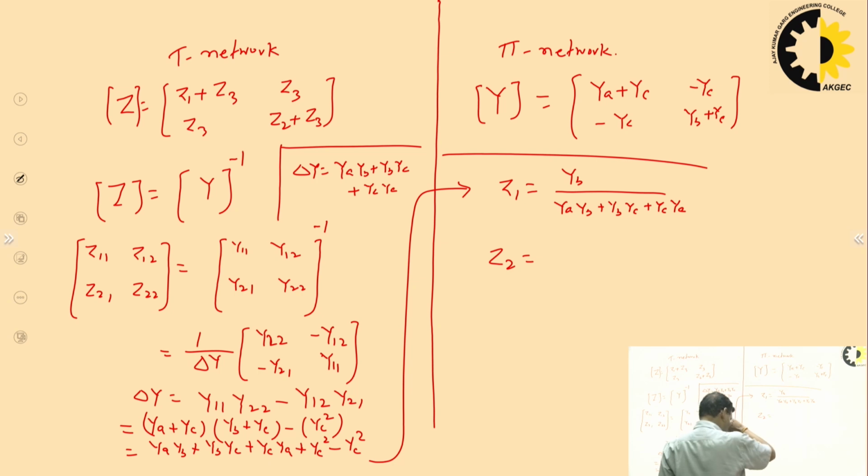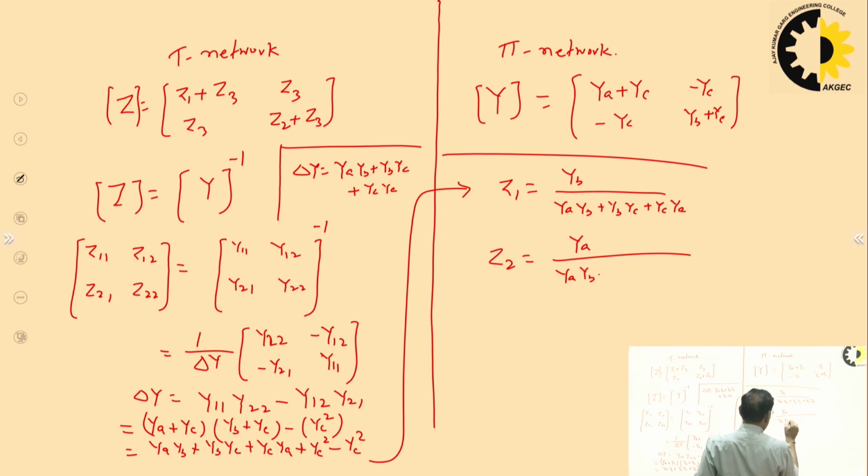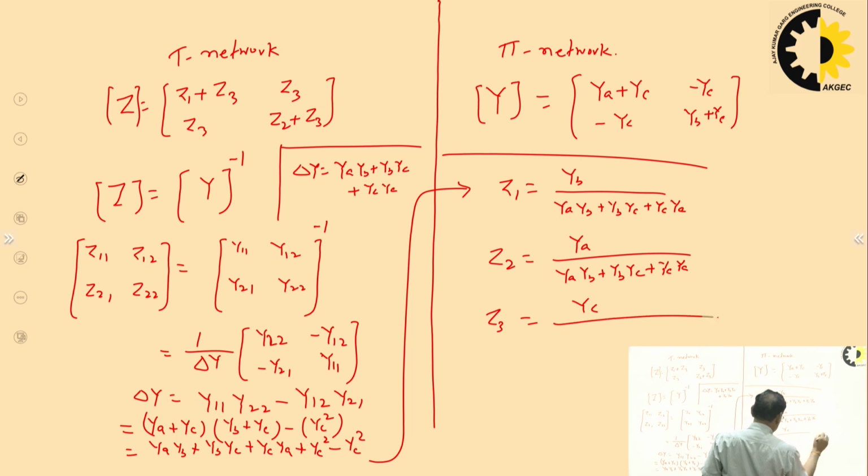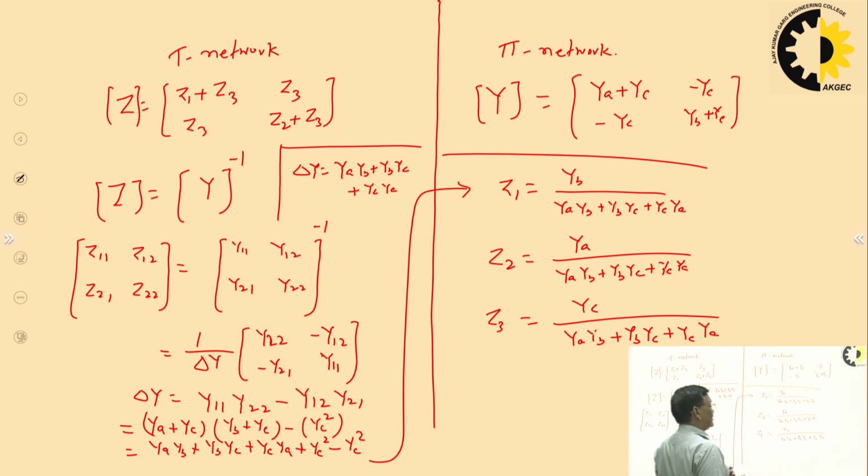Z2 is YA upon YA YB plus YB YC plus YC YA, and Z3 is YC upon YA YB plus YB YC plus YC YA. So once we know the Y parameters of pi network, we can find the value of Z1, Z2, Z3, and we can construct the T network.